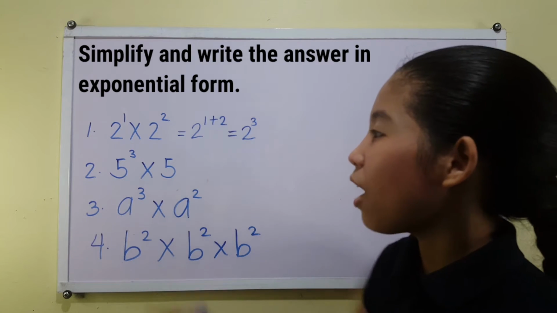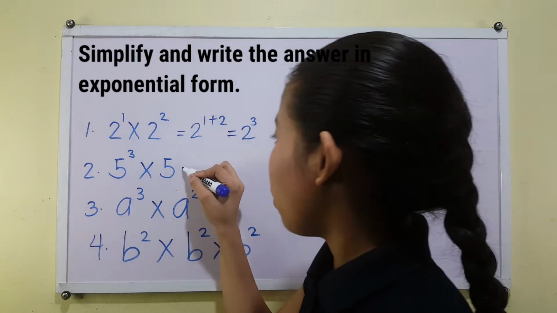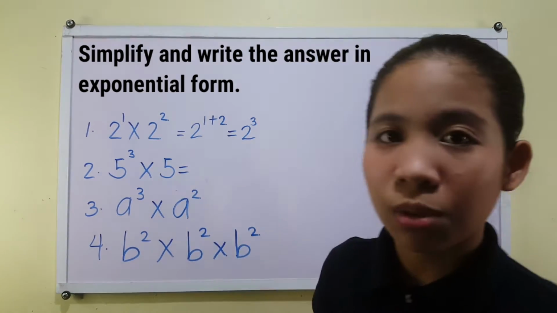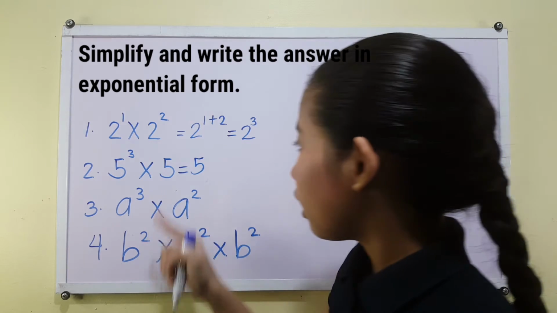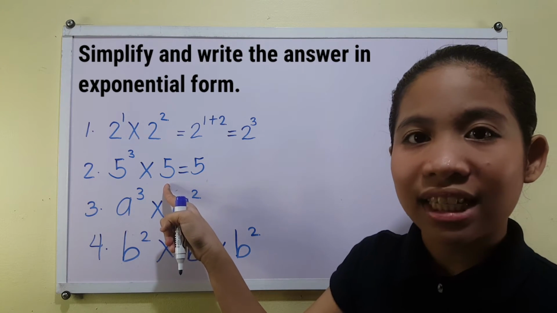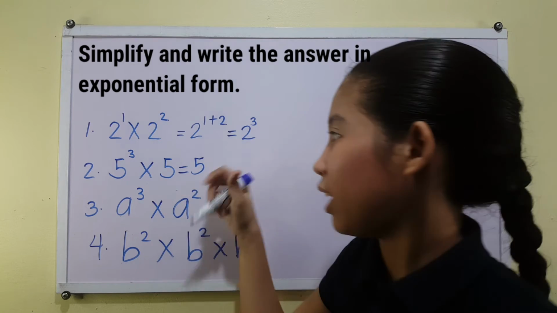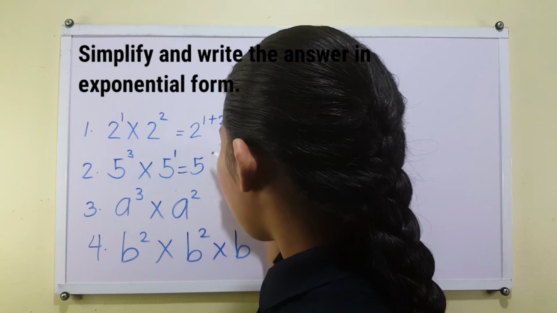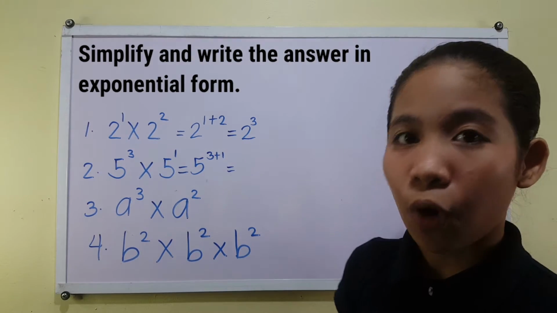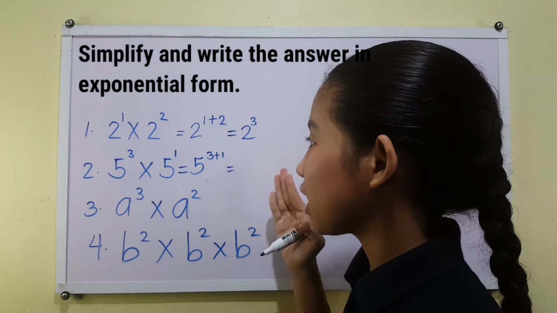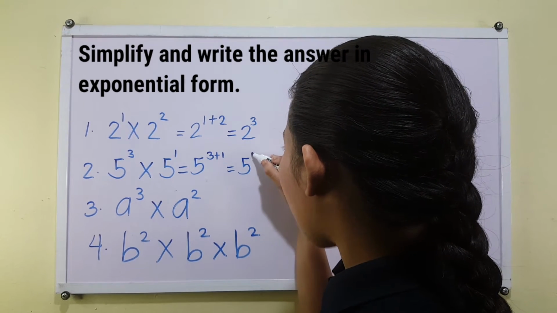And now we have 5 cubed times 5. So again, we are going to copy the same base, which is 5. The second base doesn't have an exponent, but it actually has an exponent of 1. So 3 plus 1 is equal to 4. So our final answer for the second example is equal to 5 to the power of 4.